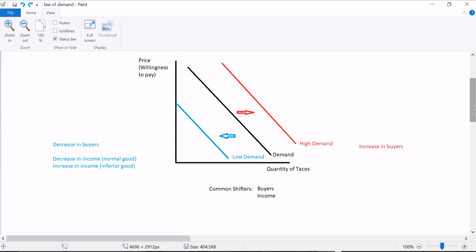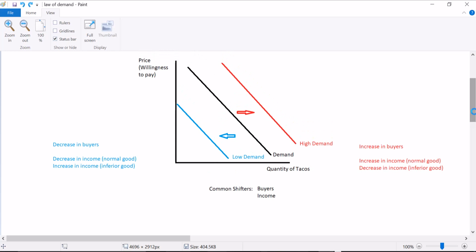Quick reminder on normal versus inferior goods, they're defined as this. A normal good is something where you buy more if you earn more money, which is most goods. And an inferior good is one where you buy less as you earn more money. Think like bus passes. You buy them if you're broke, and then when you get enough money, you go and buy a car. Flip both of these. Increase in income for normal goods increases demand. Decrease in income for inferior goods increases demand.